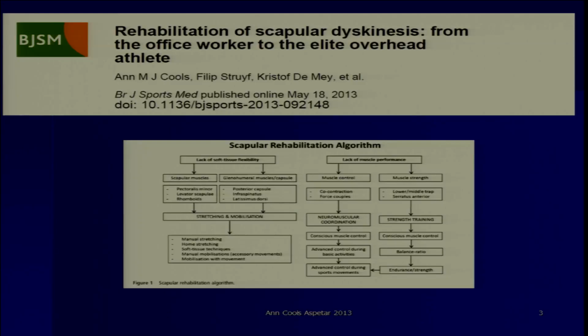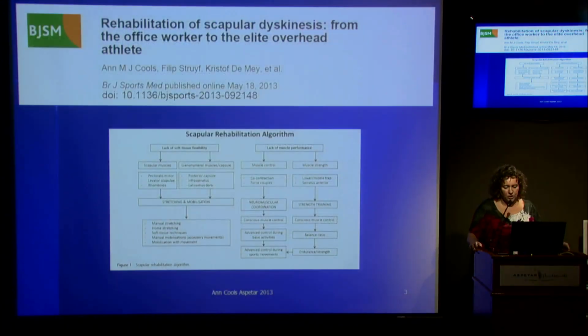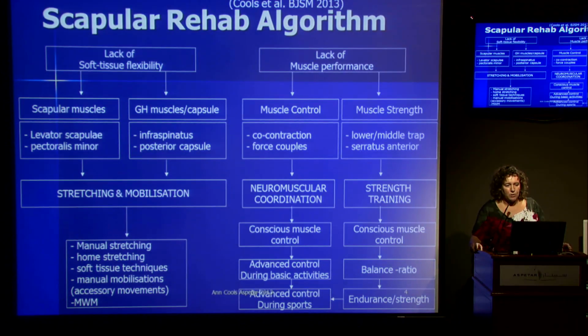Recently, we published a paper in the BJSM in which we propose a kind of a clinical reasoning algorithm that has to be a guidance in the clinical reasoning of the therapist when he performs his scapular rehabilitation. And I want to propose it to you bit by bit. Basically, the scapular rehab algorithm can be divided into 2 parts, an upper part and a lower part, and then also a left and a right part.